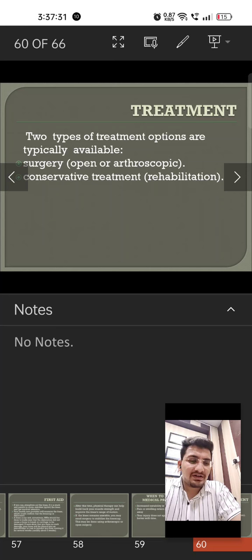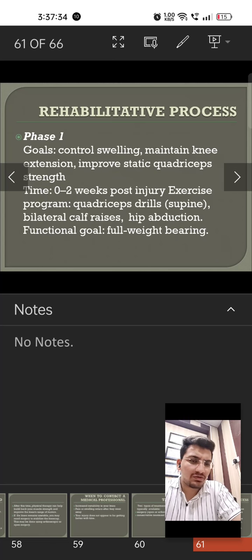So second one is the conservative, that is the rehabilitation part. So it is done by occupational therapist also and physiotherapist also. So in the rehabilitation process, we will start with phase 1. In phase 1, our goal is to control the swelling and pain management, and to maintain the knee in extension, improve static quadriceps strength. So basically in phase 1, static quadriceps strength is the main factor, because if the quadriceps are strong enough to hold the patella in the anatomical location, then you can prevent the injury from reopening.